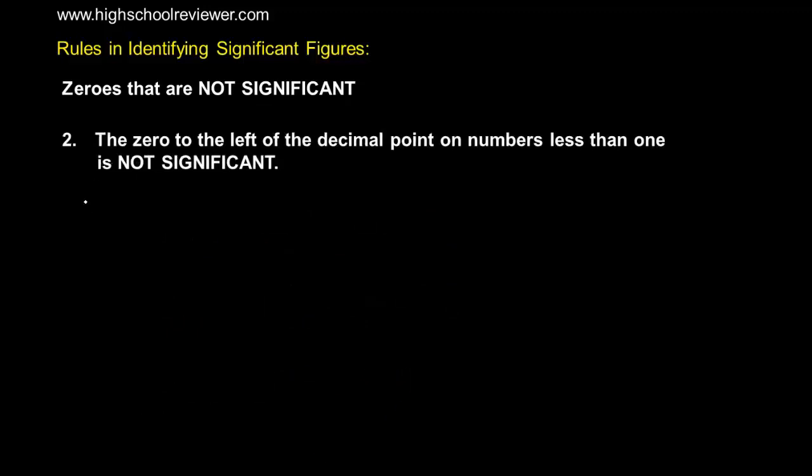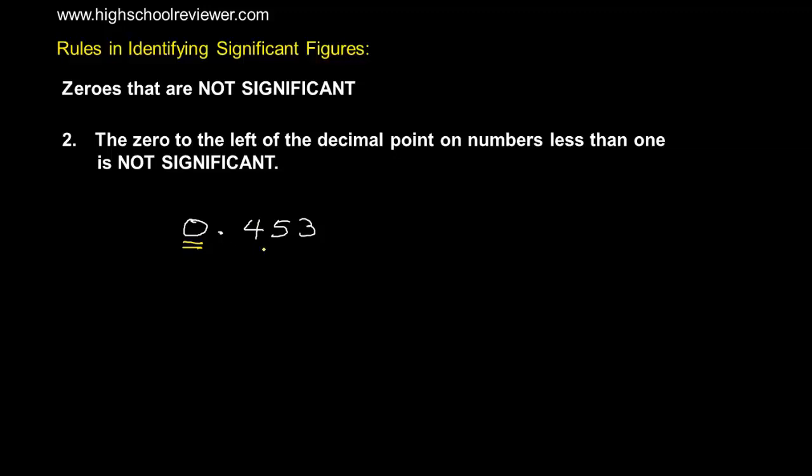And then we have here the second type, number 2: the 0 to the left of the decimal point on numbers less than 1 is not significant. Let's have here another example. We have here 0.453. So the 0 to the left of the decimal point, okay, this is a less than 1 number. So the 0 here is not significant.